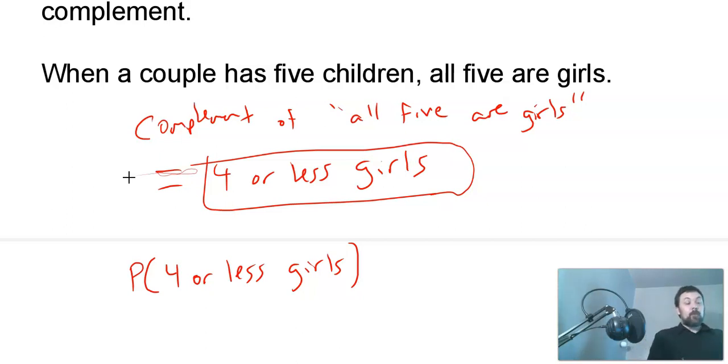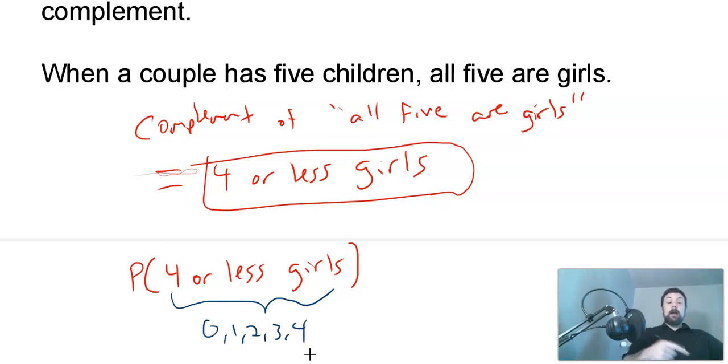So 4 or less means 0, 1, 2, 3, or 4 girls. So you have to calculate those 5 different probabilities and add them together. Now these are mutually exclusive. They can't happen at the same time, right? You can't have both 1 and 2 girls out of 5 at the same time.